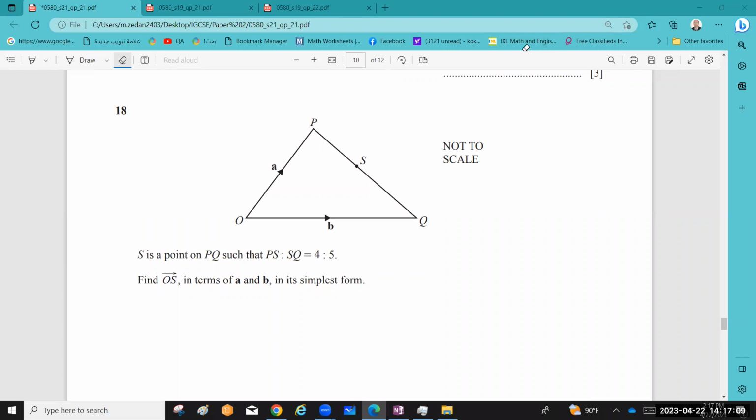Assalamu alaikum wa rahmatullah. How to solve vector questions for IGCSE paper 2. I have a sample of 3 questions from past papers. Let's solve it together. Question number 1.